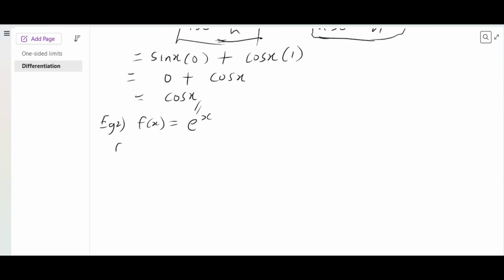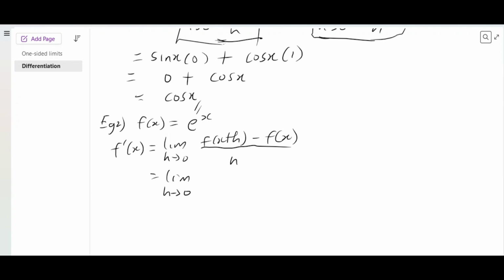Alright, so f prime of x will be equal to the limit as h approaches 0 of f of x plus h minus f of x all over h. So I'm going to have the limit as h approaches 0. Now for f of x plus h, wherever I see x, I'm going to substitute x plus h.